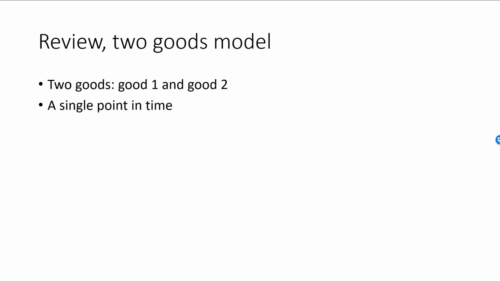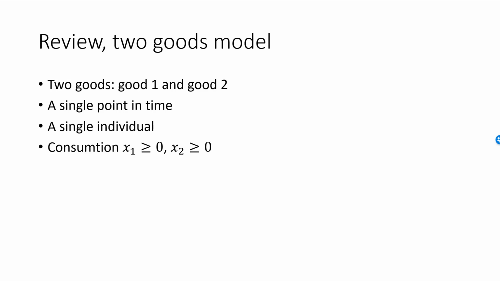Before we begin talking about preferences, let's just quickly review the two goods model. We have two goods that we call good 1 and good 2. We consider a single point in time and a single individual, and she needs to decide how much to consume of these goods. We use the symbols x1 for the quantity consumed of good 1 and x2 for the quantity consumed of good 2. Consumption cannot be negative, which requires x1 and x2 to be greater than or equal to 0. Both goods are infinitely divisible, meaning that x1 and x2 can take any non-negative real number.